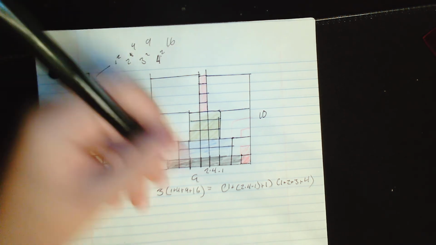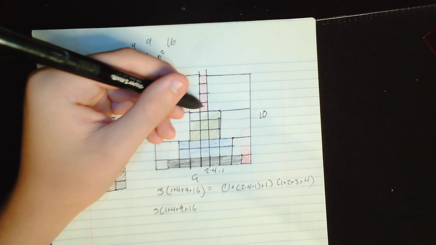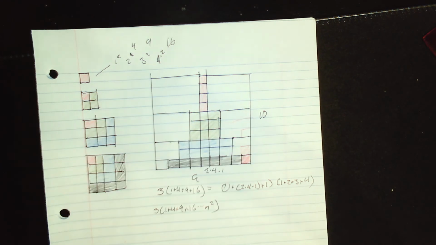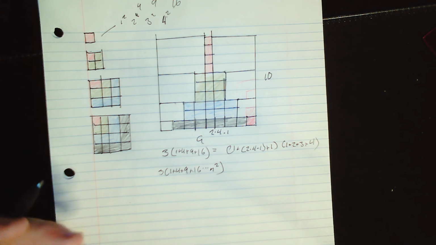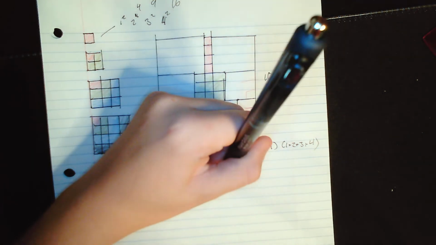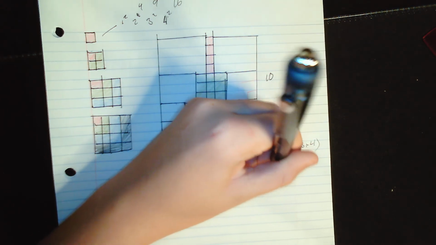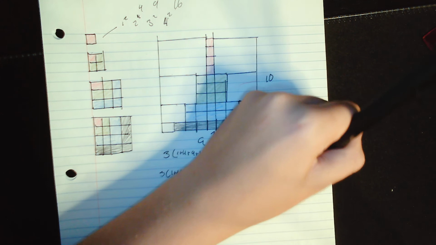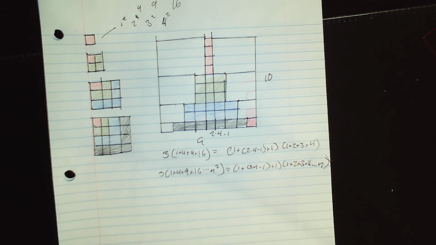So we would have 3 times 1 plus 4 plus 9 plus 16 working down, all the way to n squared, because these are all going to be perfect squares, no matter what it is. Times, or equals, our general statement of 1 plus 2n minus 1 plus 1, like so. And then this is just going to be 1 plus 2 plus 3 plus 4, all the way to n, because there's n squares, so it would be n tall.